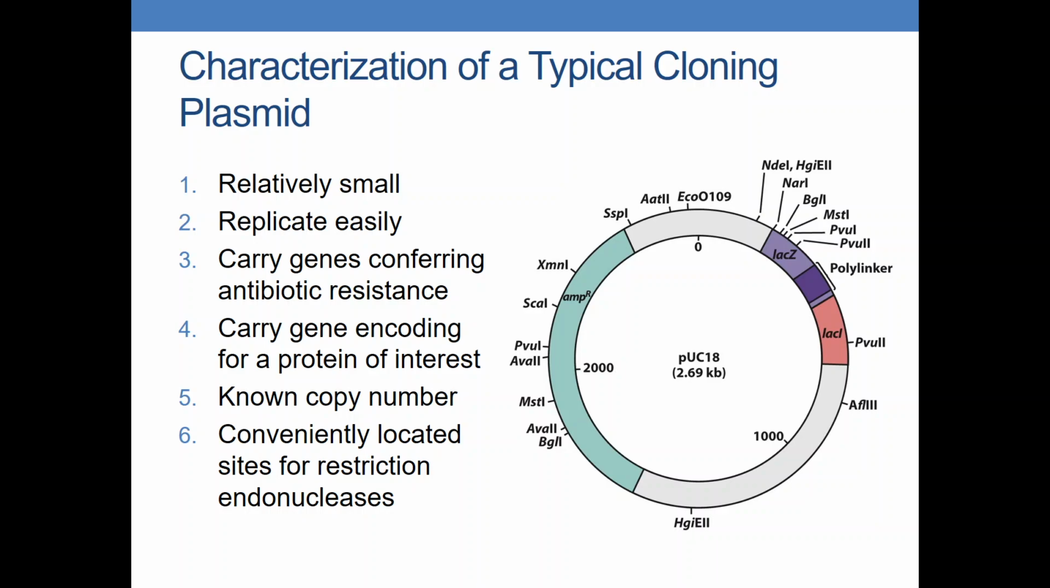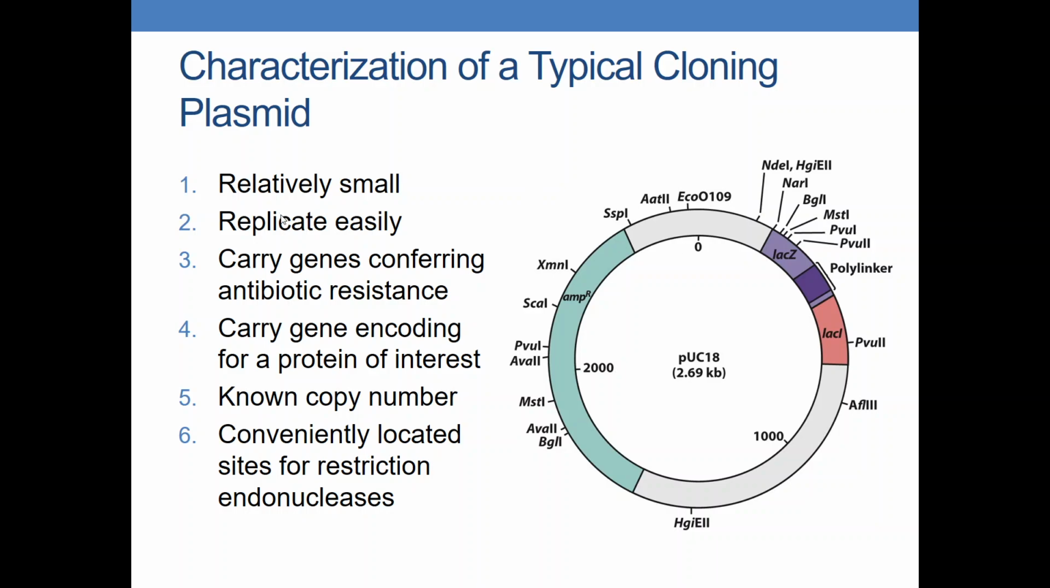Small is better here. The upper limit for size for a vector is going to be in the ballpark of about 10 kilobases. So that is really the upper limit. Okay, so here I'm showing you the pT2 vector, which is 2.69 kilobases. So we are far away from that upper limit here.